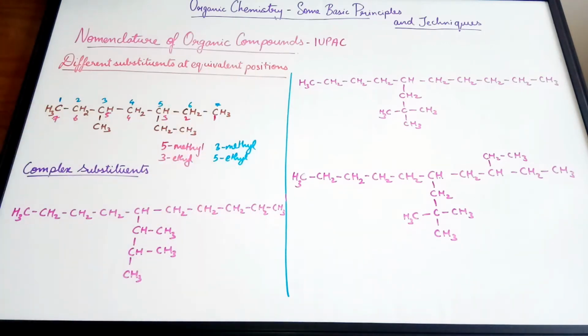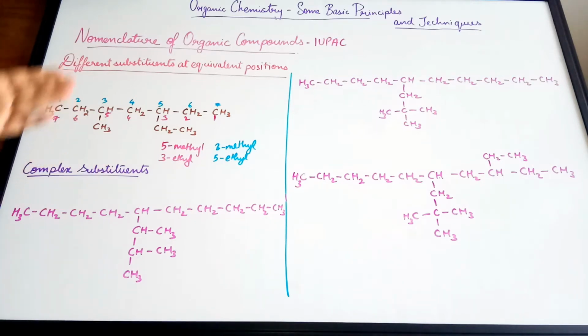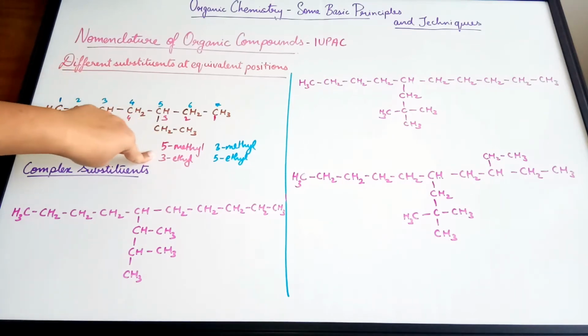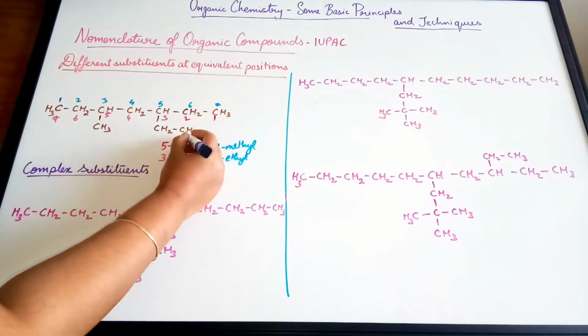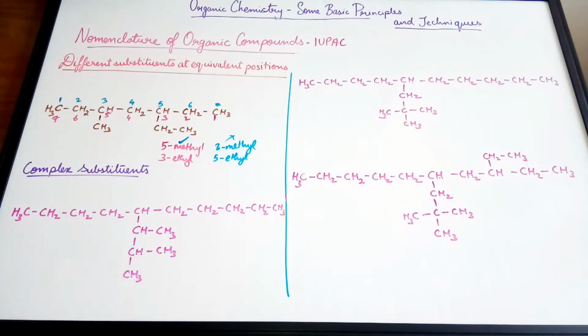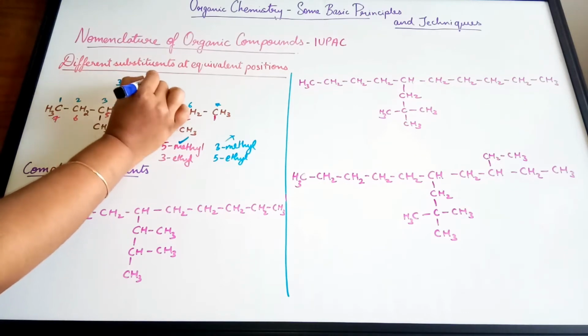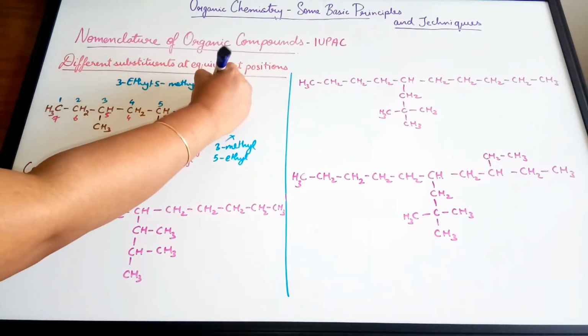So which one would be correct? The numbering is based on the alphabetical order. Between M and E, E comes first, so E should have a lesser number. So 3-ethyl and 5-methyl is the right thing compared to 5-ethyl and 3-methyl. This one is the right numbering and this is wrong. So the name of the compound would be, in alphabetical order, 3-ethyl, 5-methyl, and since there are 7 carbon atoms, heptane.